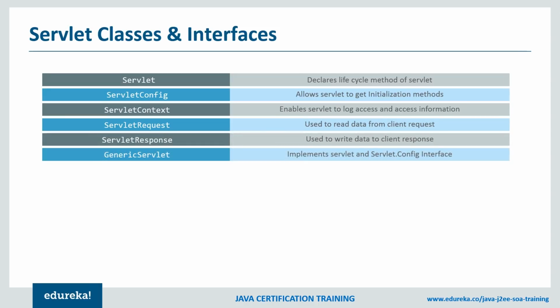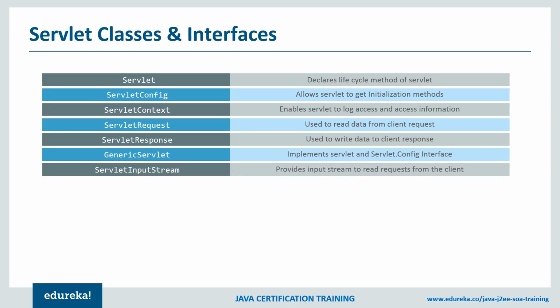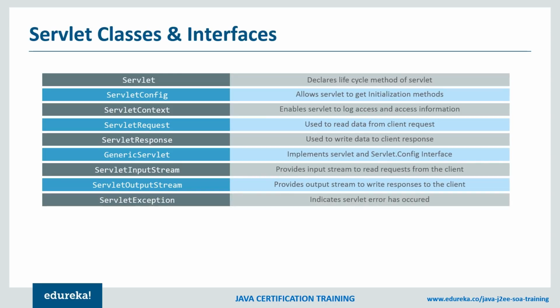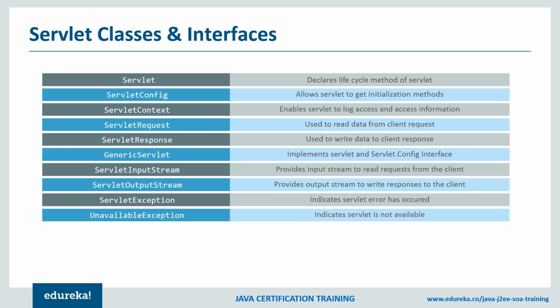And generic servlet, it implements servlet and servlet config interface. Input stream, this provides input stream to read requests from the client. And servlet output stream provides the output stream to write responses to the client. Next, servlet exception. It indicates that a servlet error has occurred. And when the servlet is not available, it throws unavailable exception.